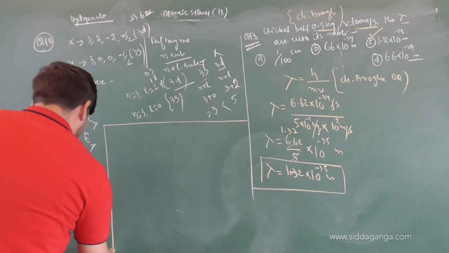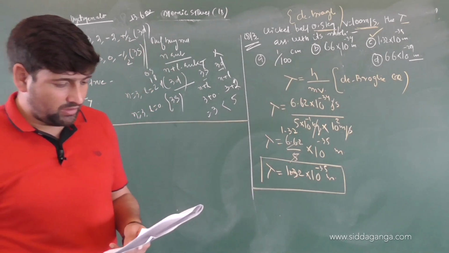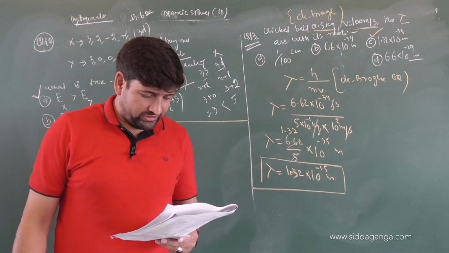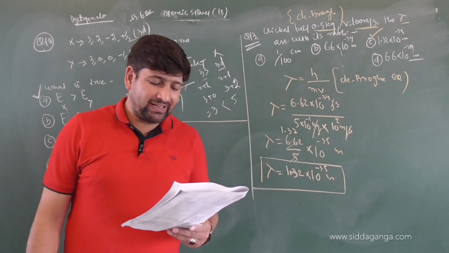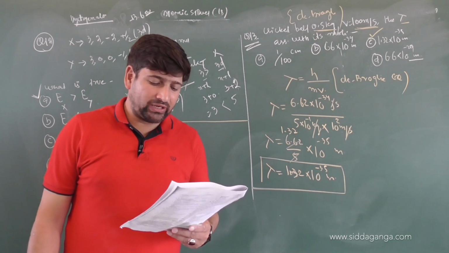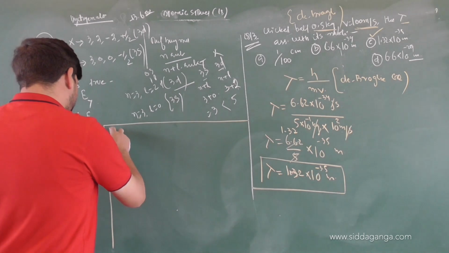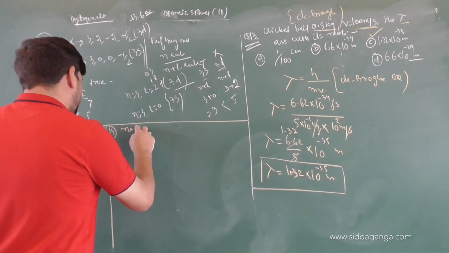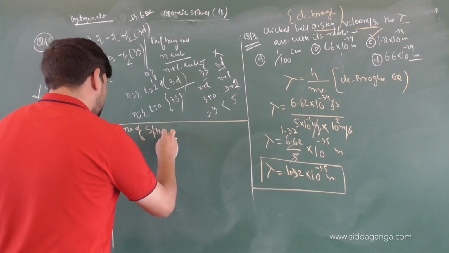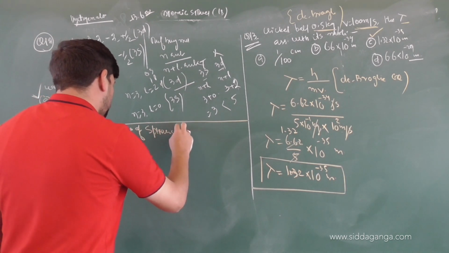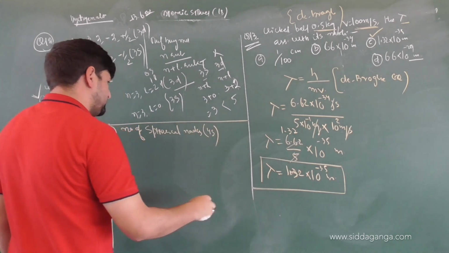Correct. Let us see the next question, children. Question is, the number of spherical nodes in 4s orbital is. So this will be our question number 14. Number of spherical nodes in 4s orbital.